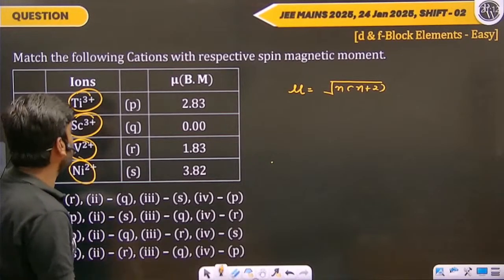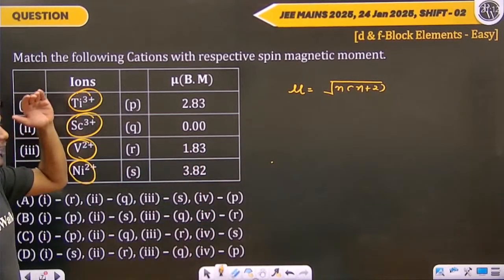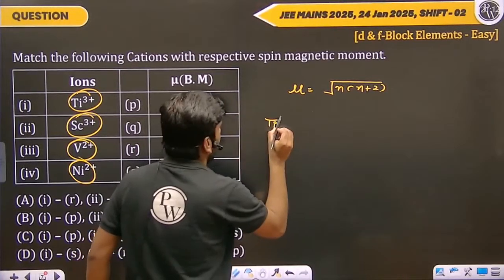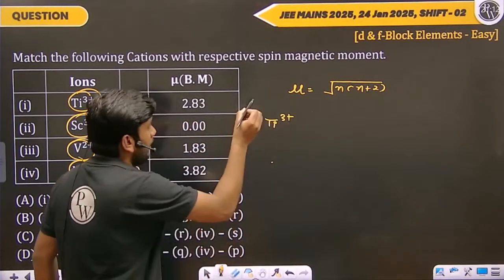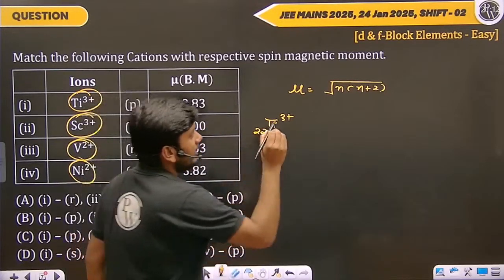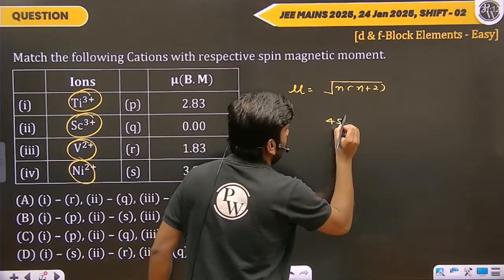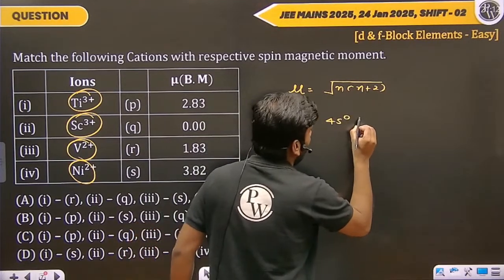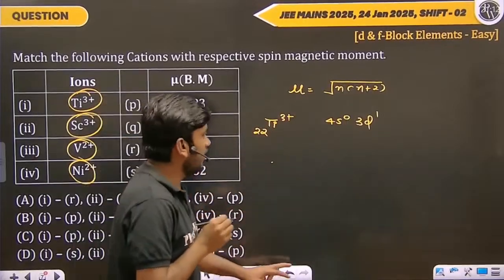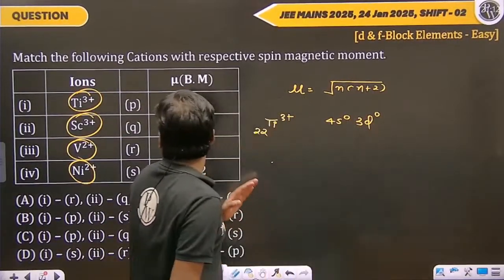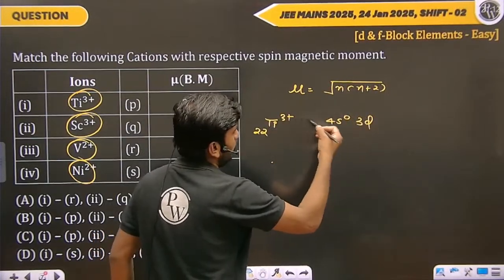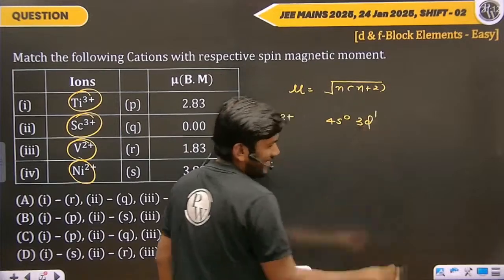So find out the configuration of that. At first we'll see titanium. What is the atomic number of titanium? This is the 3 plus. The atomic number is 22. If we configure that, it is 4s0 and 3d1. No problem with that, 4s0, sorry, 3d0 for 3 plus. 4s0 and 3d1.